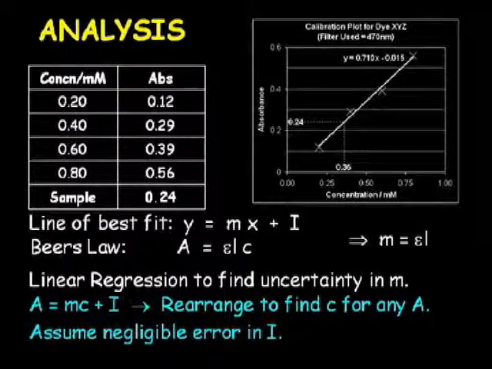the fact that there will be errors associated with both the absorbance reading and the gradient. However, it may be assumed that any error in the intercept will have negligible effect on the result, and hence the intercept uncertainty can be ignored.